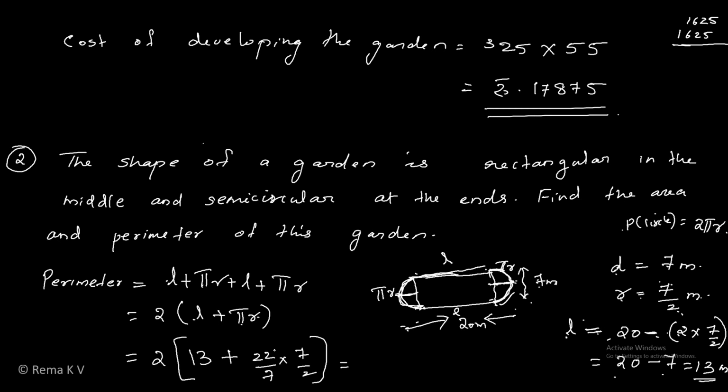You can cancel this 7 and 7 here. 2 and 22, you will get 11. So this equals 2 into 13 plus, cancelling this, you will get 11. So it is 24 into 2, which is 48 meter. The perimeter of the garden is 48 meter.